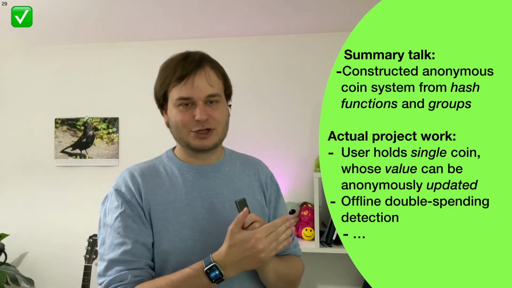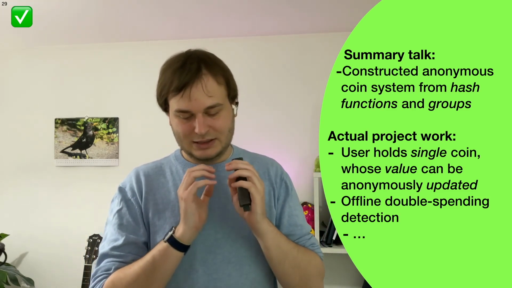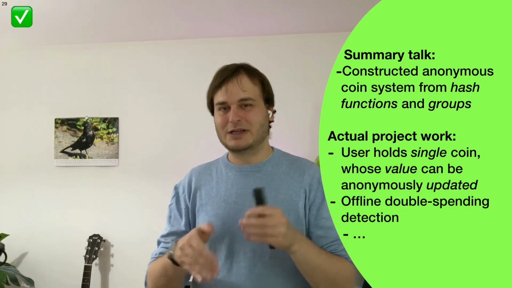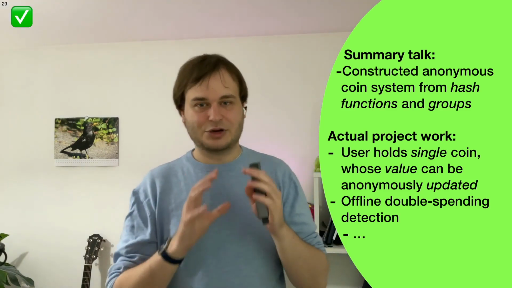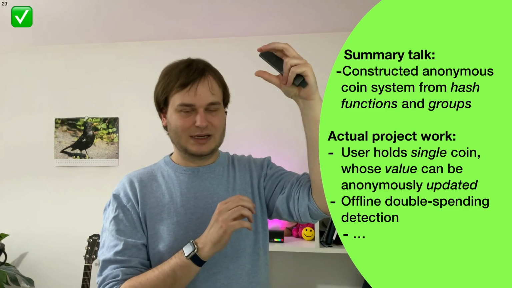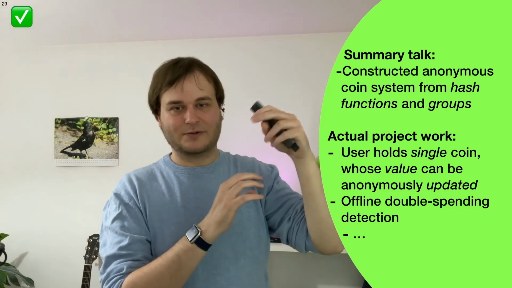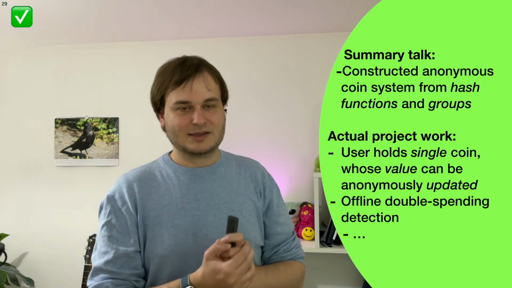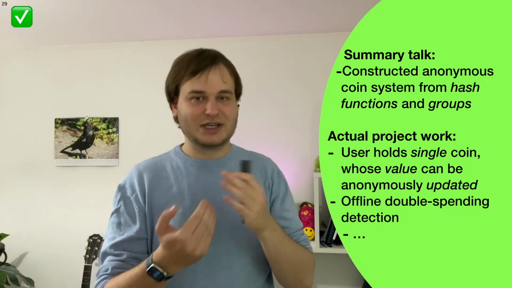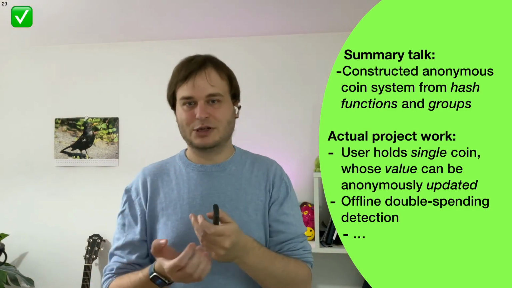What we've built into our construction is offline double spending detection, meaning that even if the database is offline, the provider can just accept my coin, and we will give him cryptographic guarantees that if this coin has been spent before, then he will be able to look at the coin that has been spent twice, and will be able to find out which user is behind this coin. So in this case, anonymity would be revoked, and the provider would be able to find out who is cheating the system. And this allows the provider even to accept coins while the database is offline.